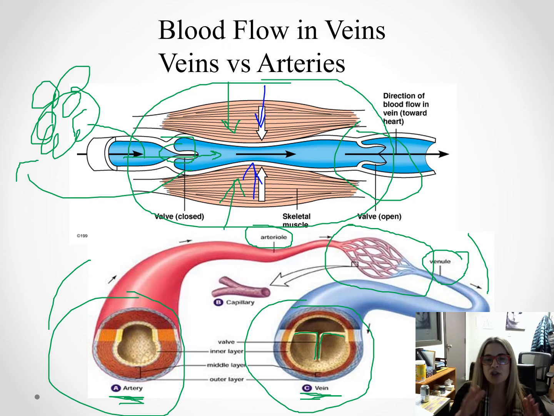Okay, so it's usually the more superficial veins that are closer to the surface of the skin and not embedded in the muscle tissue. Those are the ones that tend to become more varicose, not the ones that are deep inside the muscles.